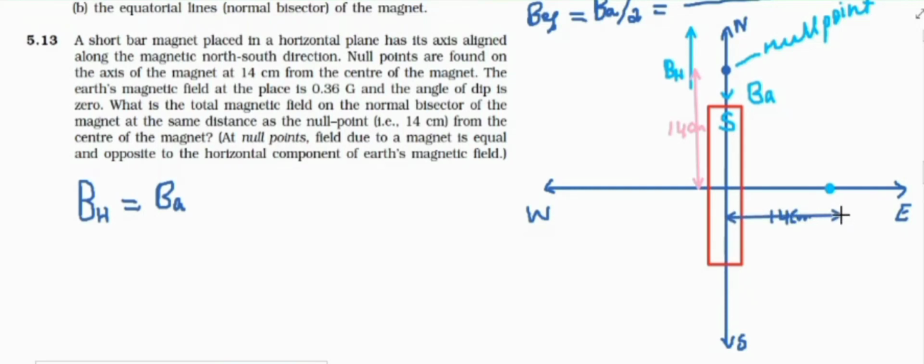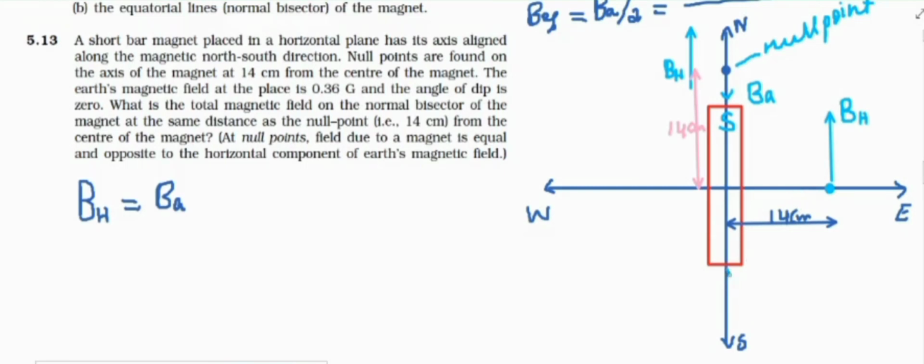So the horizontal distance is the same, 14 centimeter. Then at this point, what is the magnetic field? That is what we need to calculate. And here again you can see BH is in the same direction. BH is at that point also towards north. So what is the direction of Earth magnetic field there?